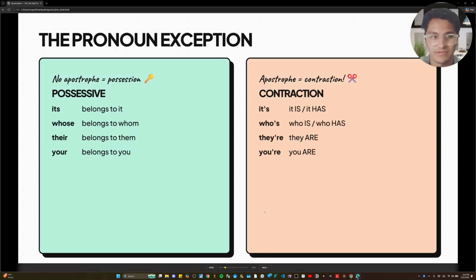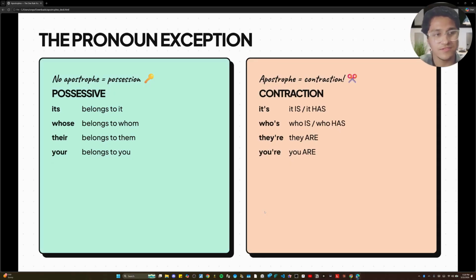So now to the pronoun exception. Now, when you add the apostrophe, you're actually going to be showing contraction. For example, it's, this is it is; who's, who is; they're, they are; and you're, you are. And if you don't have the apostrophe, you're going to be showing possession. Its belongs to it, whose belongs to whom, their belongs to them, your belongs to you.